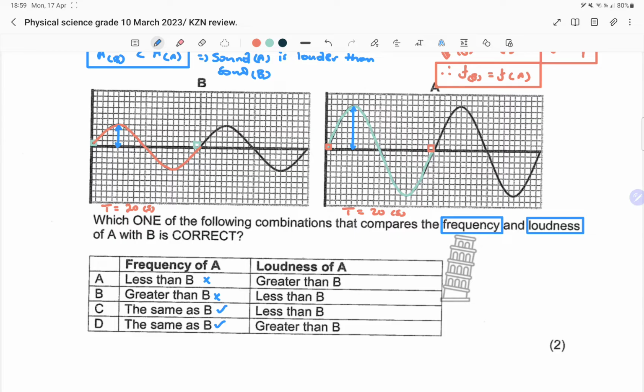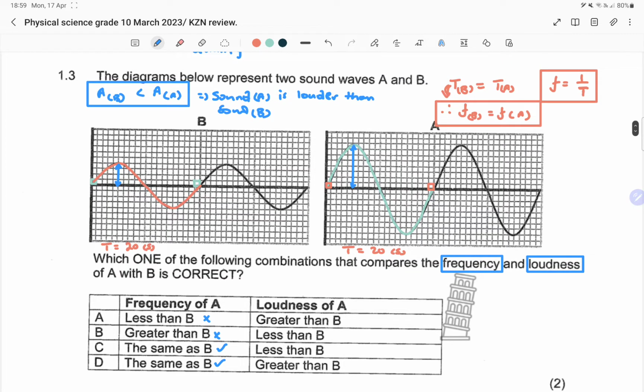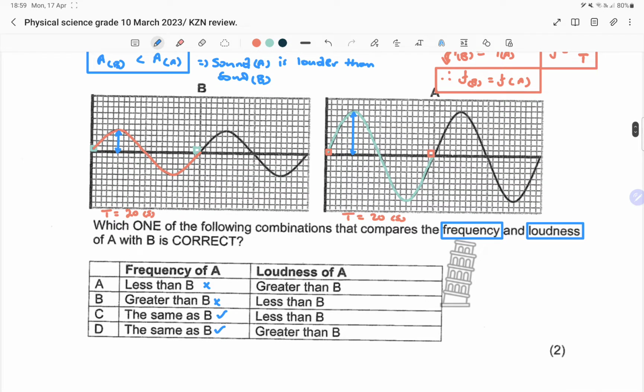Then now let's talk about loudness. Loudness is related to amplitude, not frequency, okay? Frequency is sound quality, but the loudness is related to amplitude. So we can already tell that A's loudness is greater than that of B because of its greater amplitude. So anything otherwise is not correct.